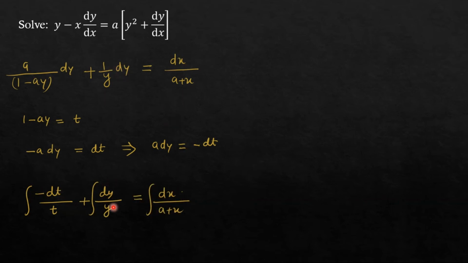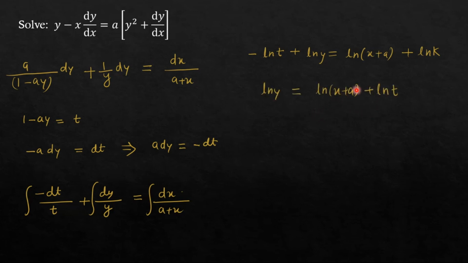So I am integrating both the sides to get the solution. Now the integration of 1 by t is ln t, so you will get minus ln t, and integration of 1 by y is plus ln y is equal to, and the integration of 1 by (a plus x) is ln(x plus a) plus some constant. I have taken ln k to combine these two terms. Okay. This is also a constant. Now bring this ln t to this side. You will get ln y is equal to ln(x plus a) plus ln t plus ln k. Now replace the value of t with 1 minus ay. You will get ln(1 minus ay) plus ln k.